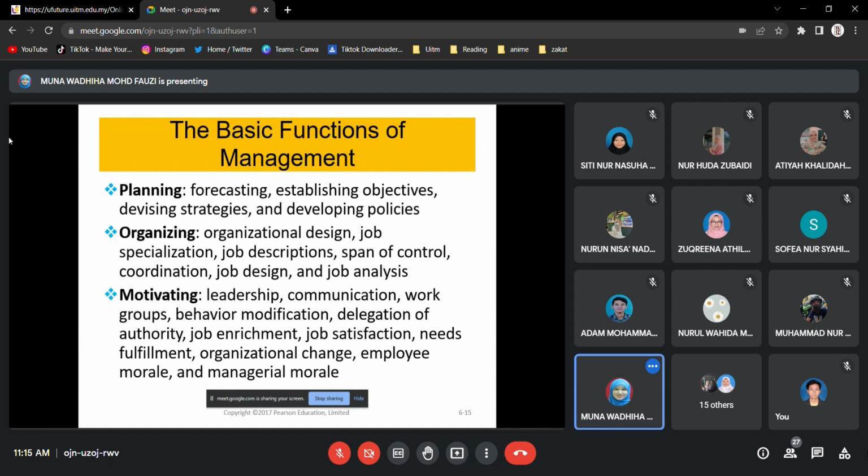All right, and then organizing. Organizing is a process of dividing all the tasks in the organization, more on who refers to whom, normally based on the task itself. Dividing the task to the person who is going to be responsible to carry out all the tasks in the organization. So when we talk about organizing, it may refer to the organizational design, job specialization, job description, span of control, coordination, job design, and also job analysis.